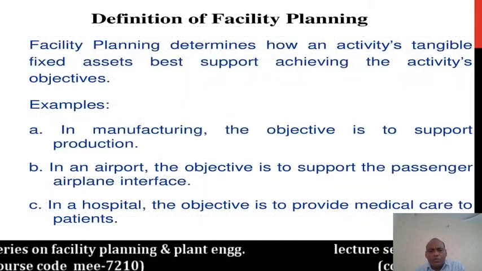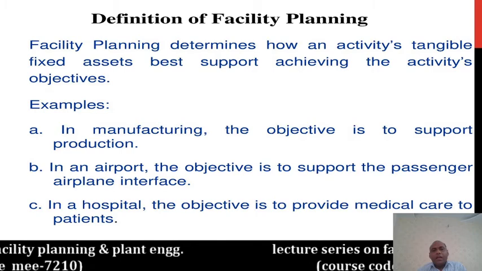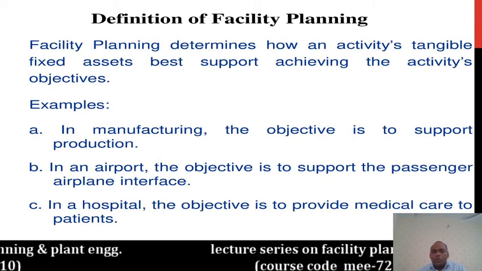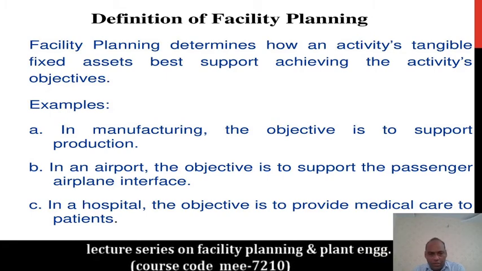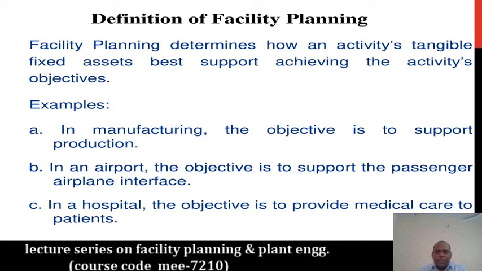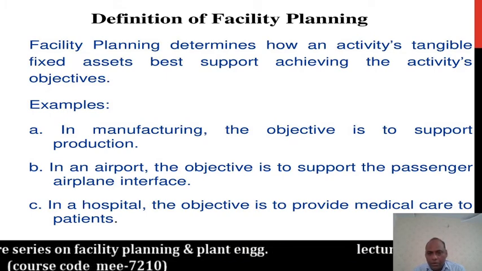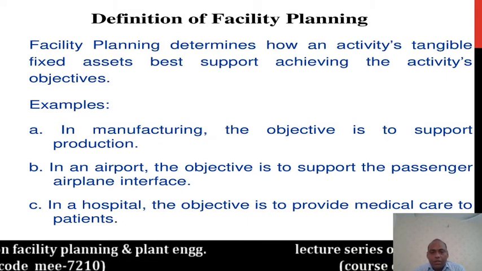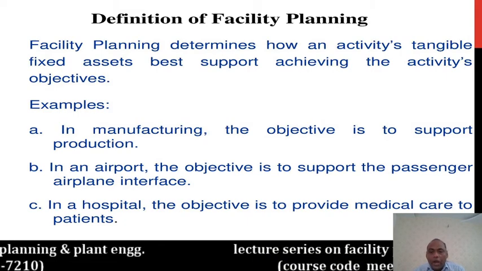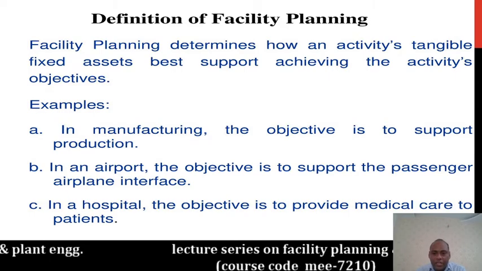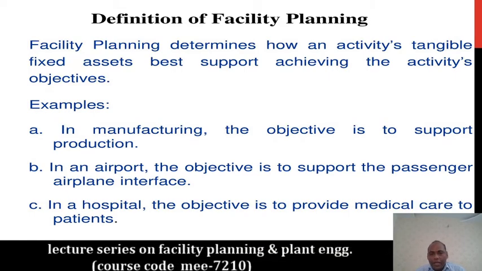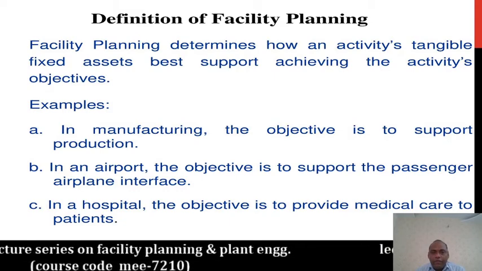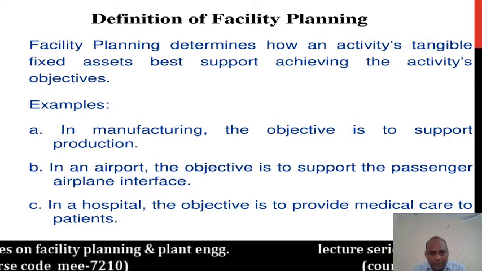First of all, you should know what facility planning is. If we take an example, in a manufacturing area the main objective is to support production. For production, what things are required? Machine, material, manpower, etc. To manage all these things, we require certain types of planning.